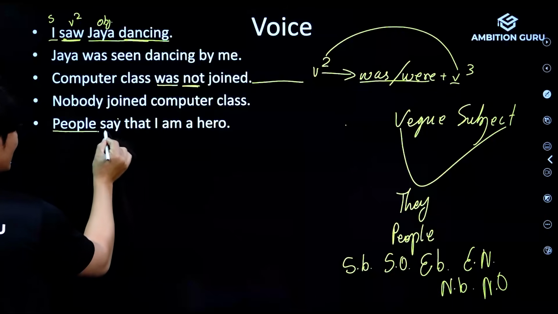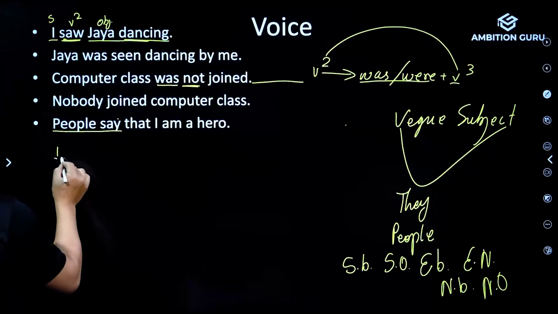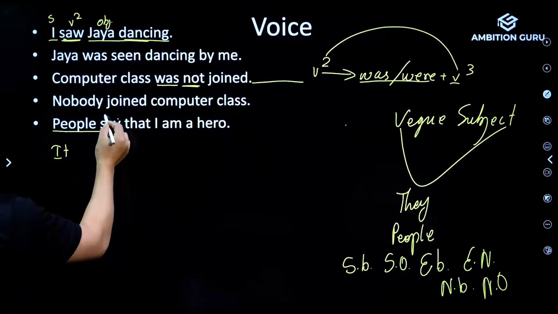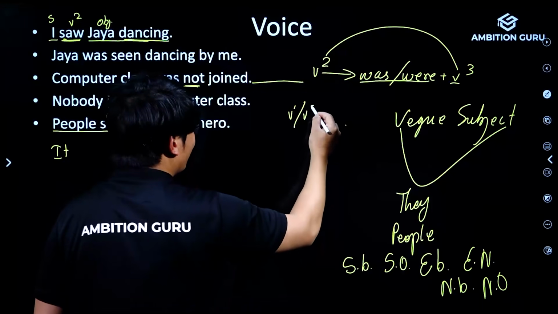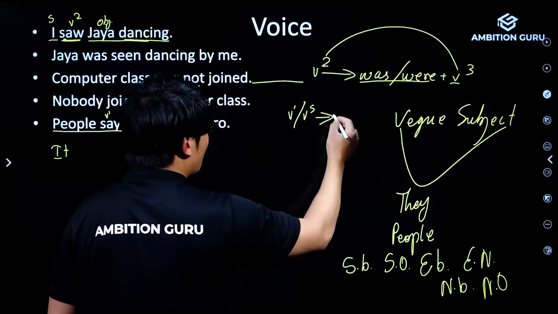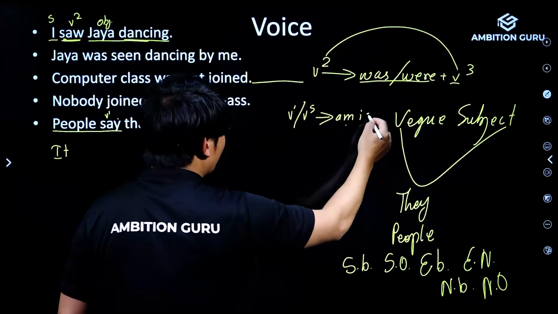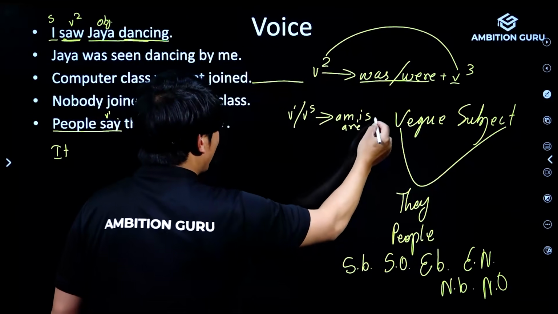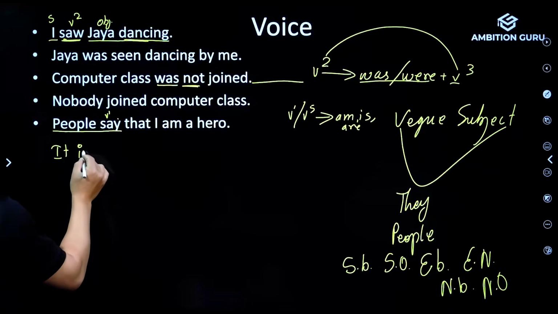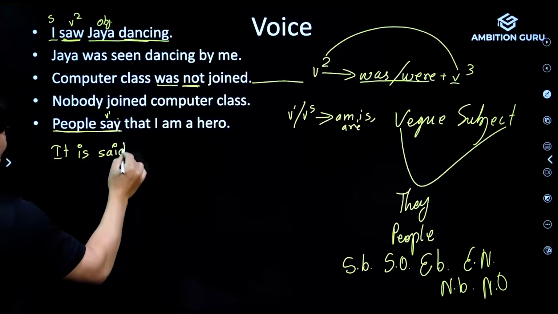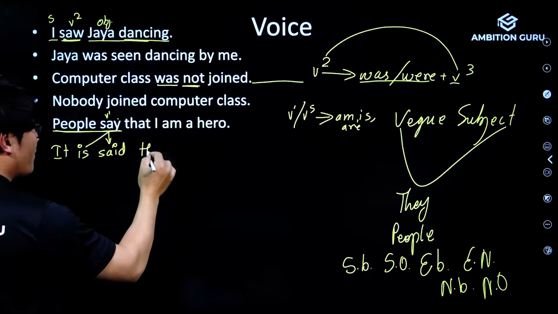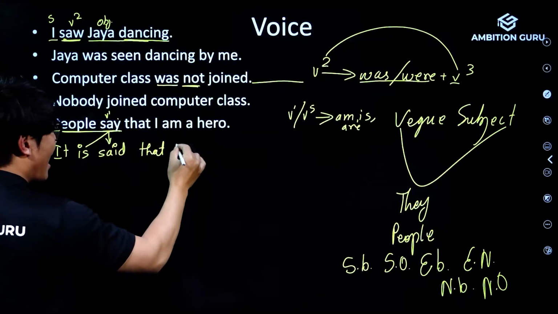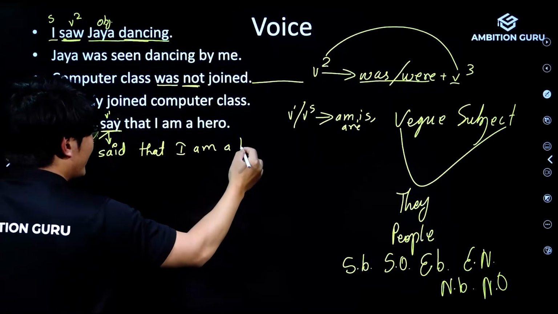First of all, let's underline this. People say. So we can write here "it". "Say" is a verb 1. And obviously, we know that verb 1 and verb 5 are simple present. So simple present has three be verbs: am, is, are. And obviously, it takes "is". So "people say" becomes "it is", and "say" now becomes "said". This should be changed into verb 3. It is said, and we can copy this: it is said that I am a hero.